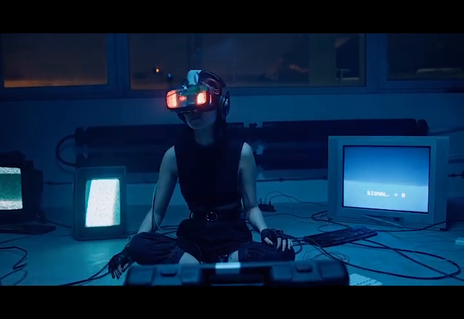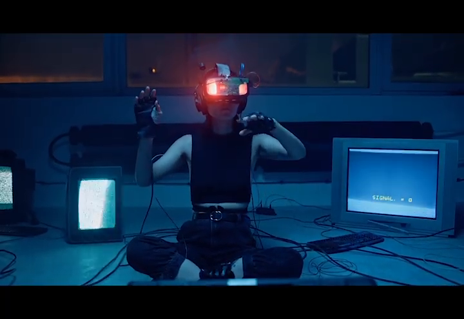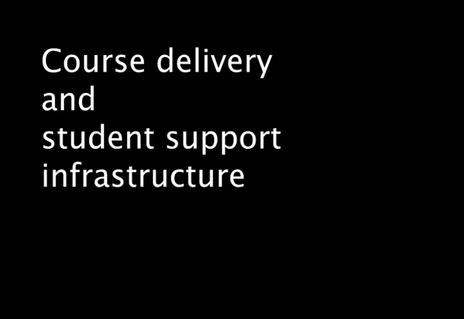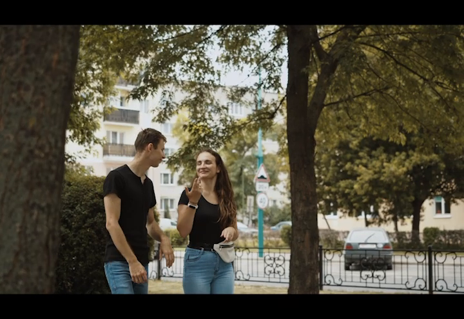Ultimately, for Oswald 2015, there are 3 specific categories of accessibility-related responsibilities in OWI: course delivery and student support infrastructure, course curriculum and content development, and student-instructor interaction for content delivery, and further content generation in the form of participative learning. Learning Management Systems, or LMS.